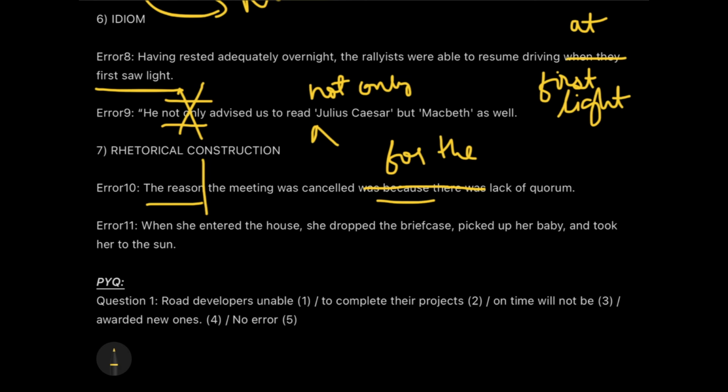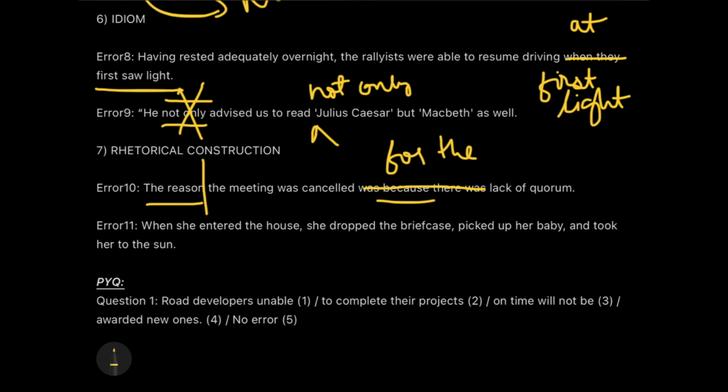When she entered the house, she dropped the briefcase, picked up her baby and took her to the sun. Pause it, check it yourself and then replay it. So while replaying, the problem is not in the first part of the sentence, okay? The construction is just not correct. You need to take care of the last part. Okay, took her to the sun doesn't make sense.